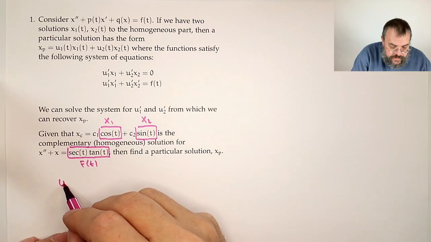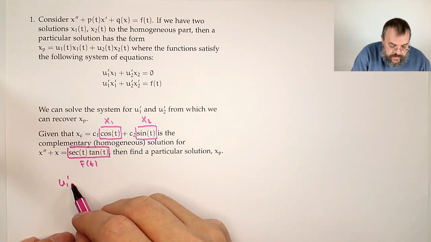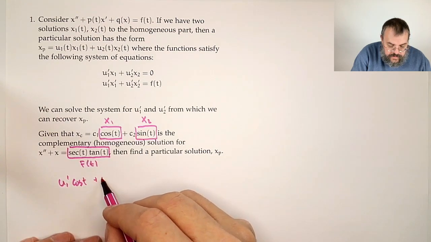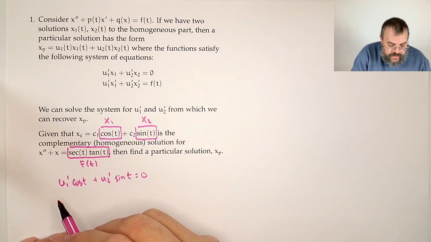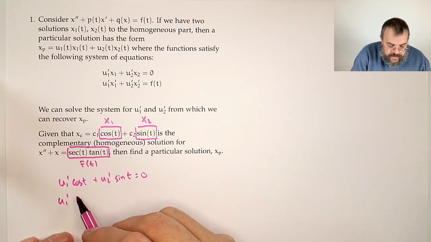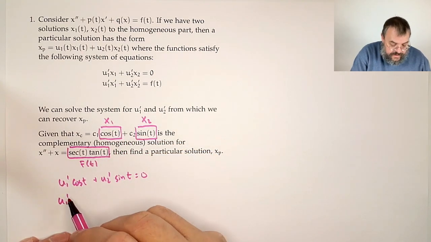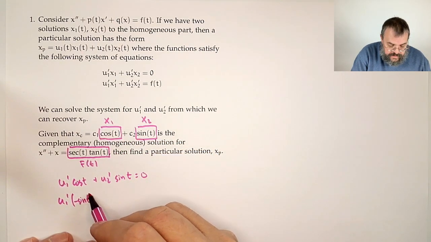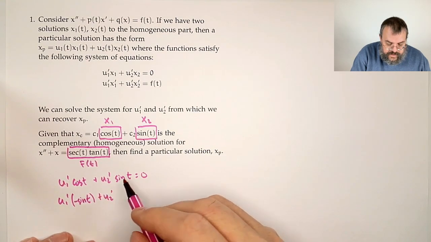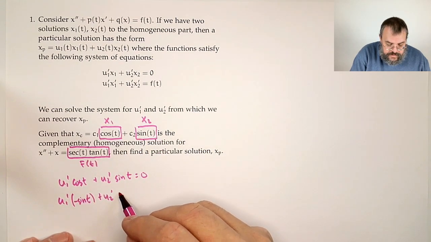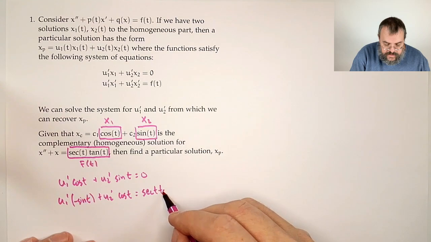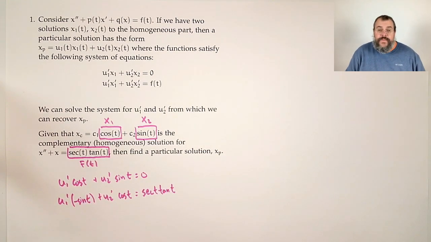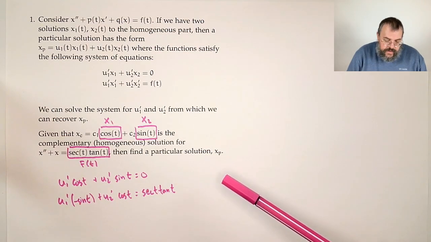So we have u1 prime times cosine plus u2 prime times sine equals 0, and u1 prime times the derivative of cosine, all right, negative sine, and u2 prime times the derivative of sine, which is cosine, equals secant tangent.